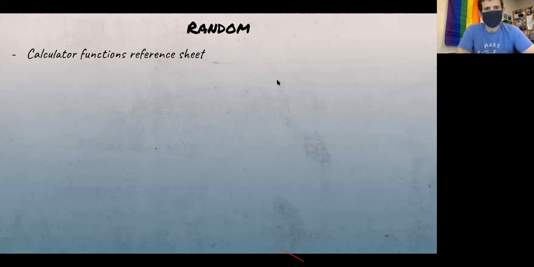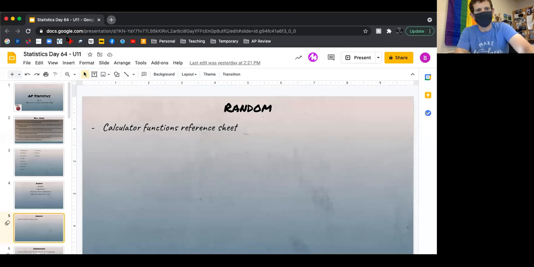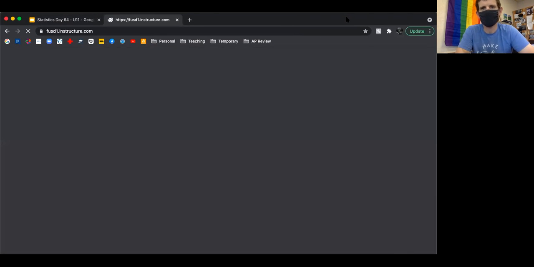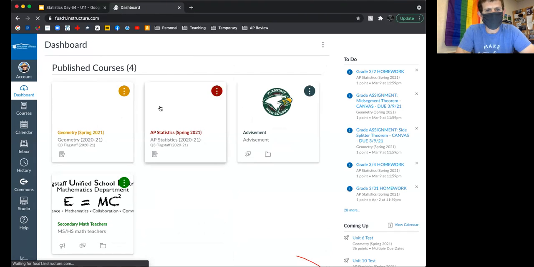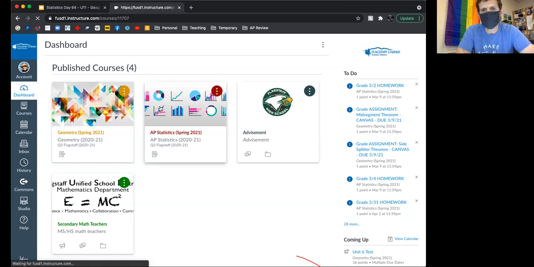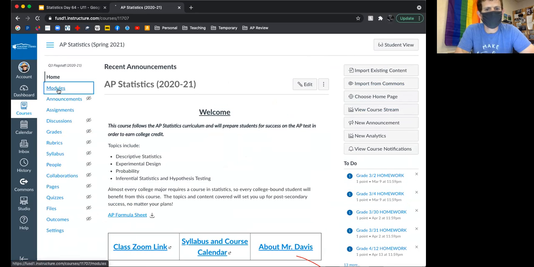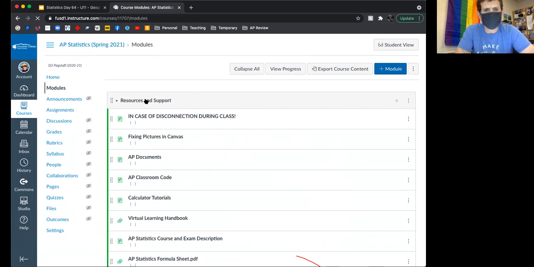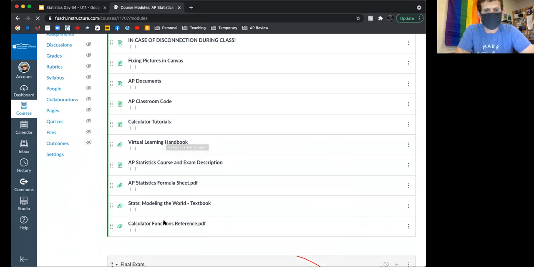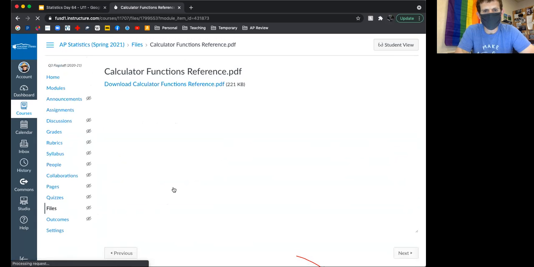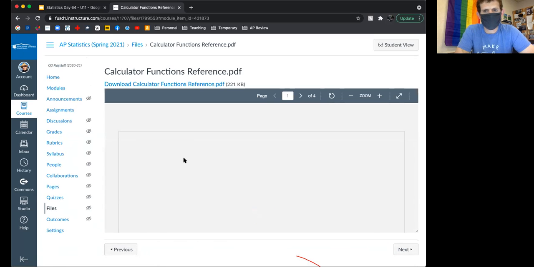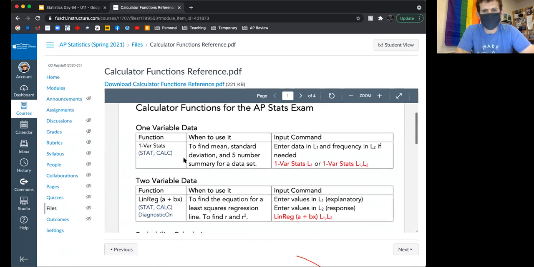Okay, maybe we'll do a little field trip over to our Canvas page, just so I can show you where I put this calculator reference sheet, which you will potentially find useful to access. Up at the top in class resources and support, I put right here, calculator functions reference PDF. Of course, I did not create this, but it's a wonderful resource I found.